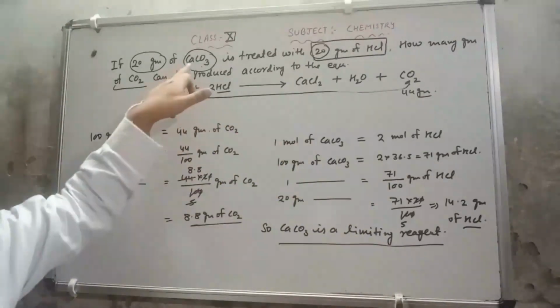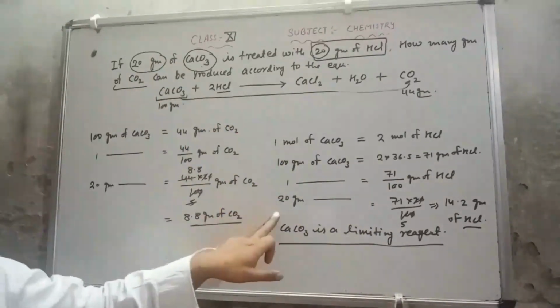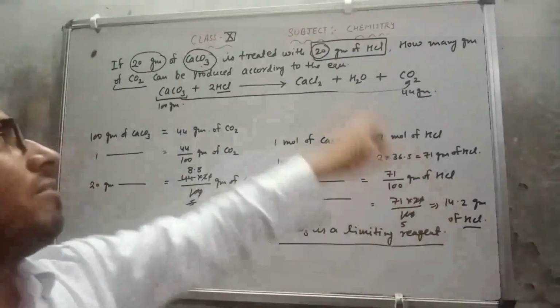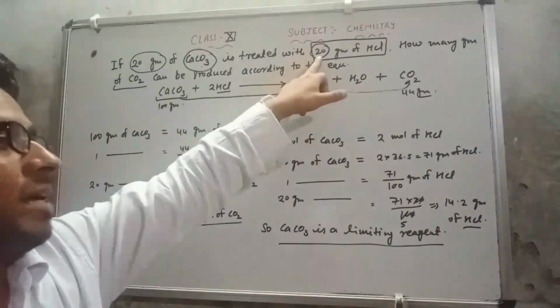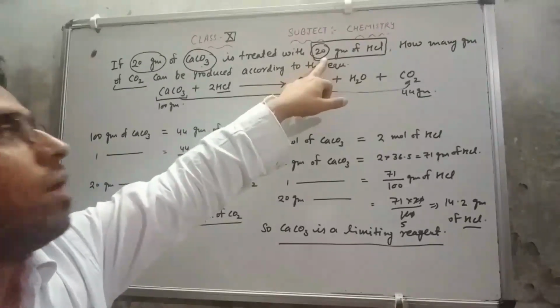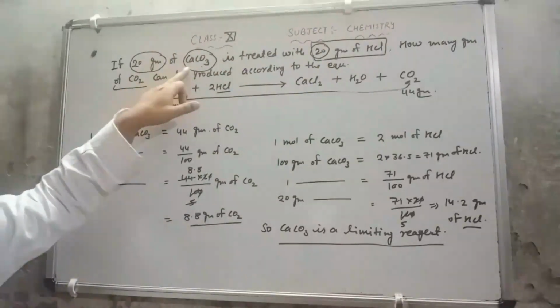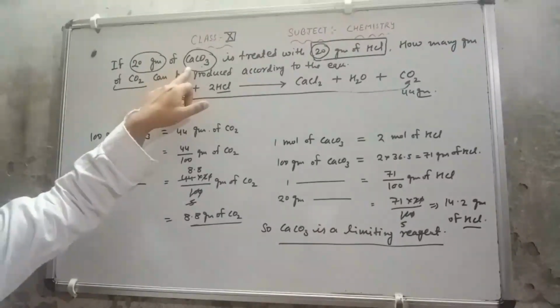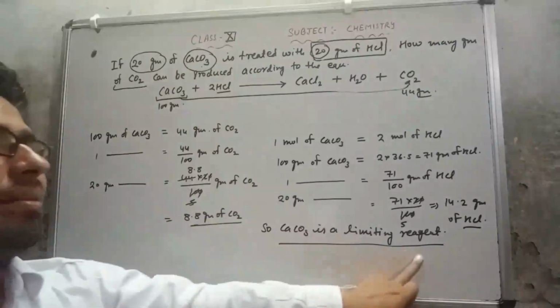1 gram will react with this much. 20 gram of calcium carbonate is given, so 20 gram is needed. How much HCl? Only 14.2 gram. We have how much? 20 gram. So HCl is in excess amount. If HCl is in excess, then calcium carbonate is the limiting reagent. It is in limited amount. So calcium carbonate is the limiting reagent.